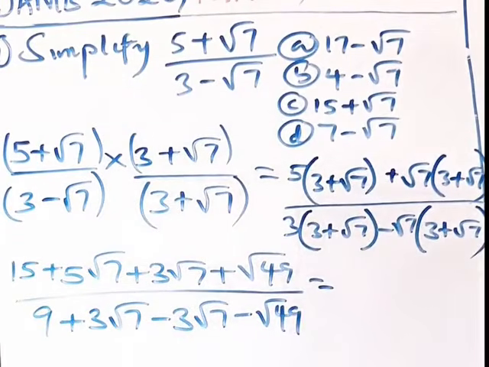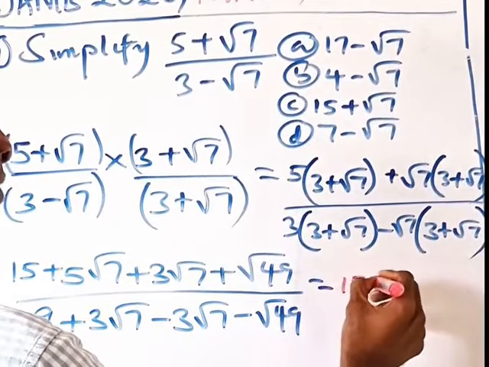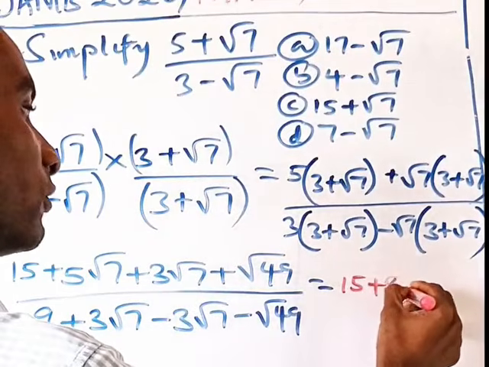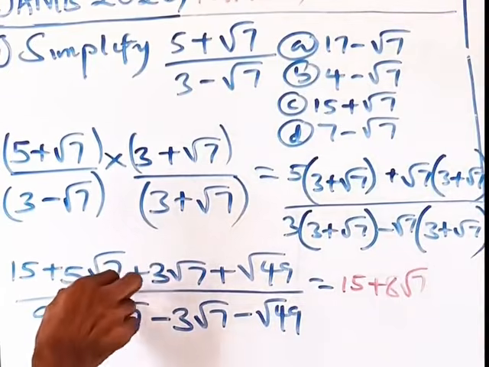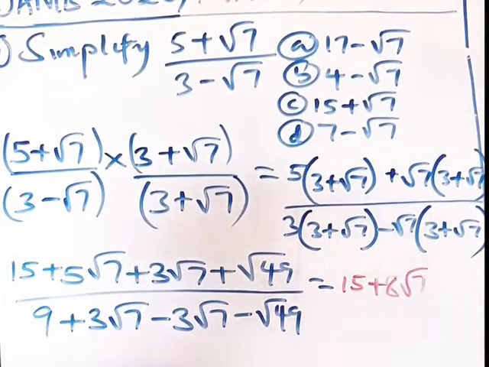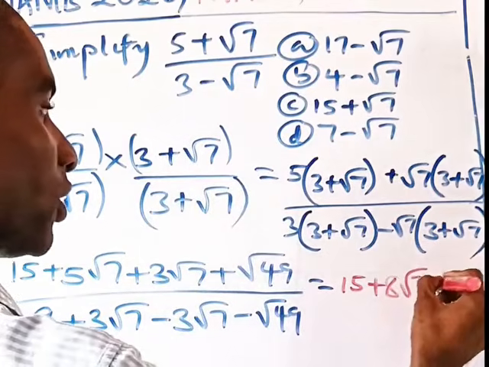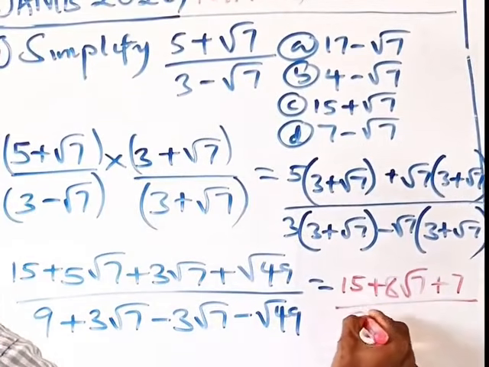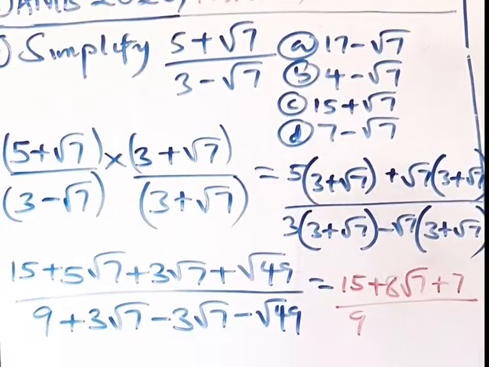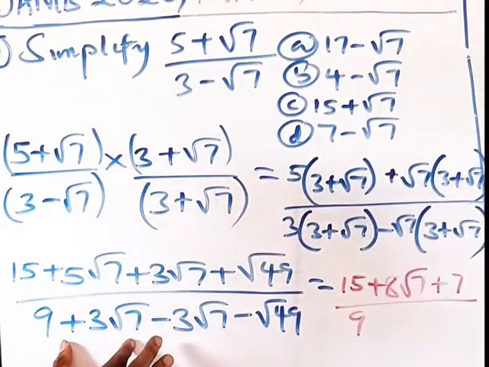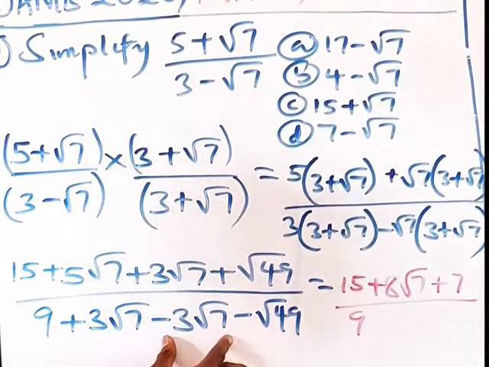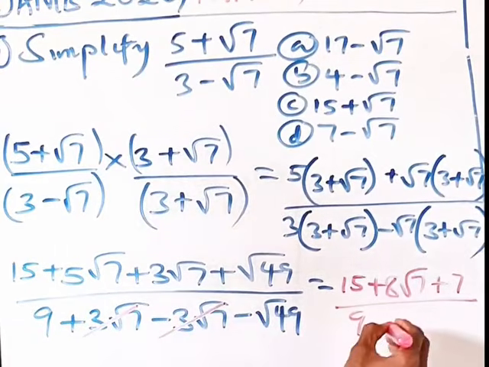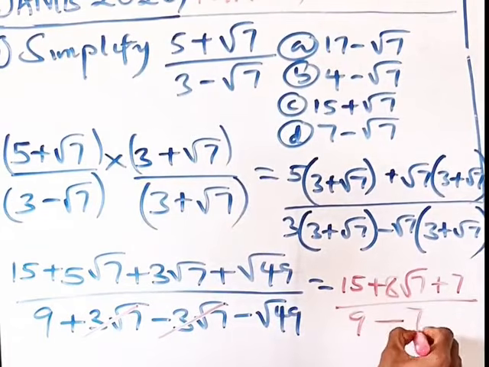And that's going to be what? That's going to give us 15 plus 5 root 7 plus 3 root 7 will be 8 pieces of root 7. That means you have 5 pieces of root 7, you have 3 pieces of root 7 altogether, then plus root 49 is 7, all divided by 9. So plus 3 root 7 minus 3 root 7, you are adding 3 pieces of root 7, you are subtracting 3 pieces of root 7, so they cancel each other out, alright? So the answer is going to be minus root 49, which is minus 7.